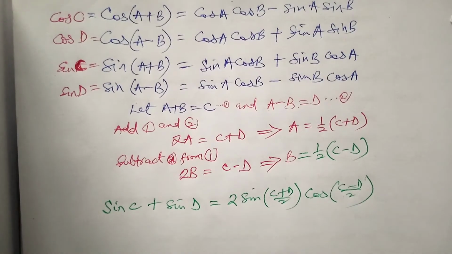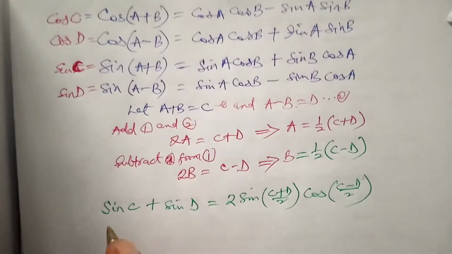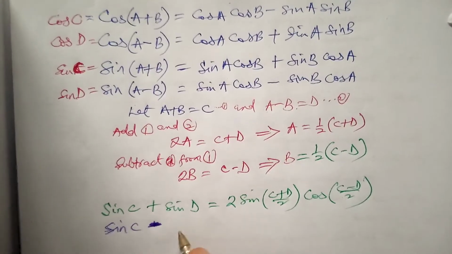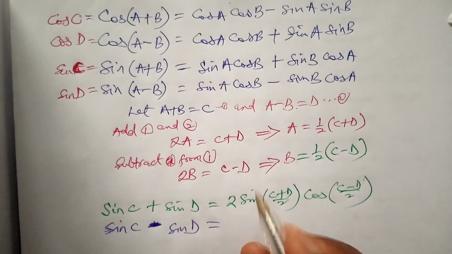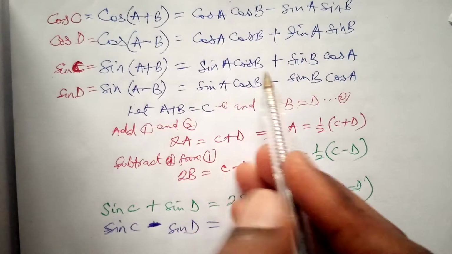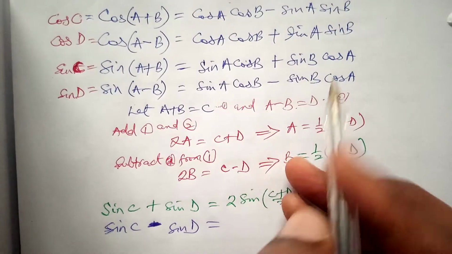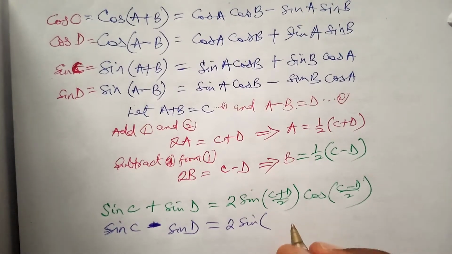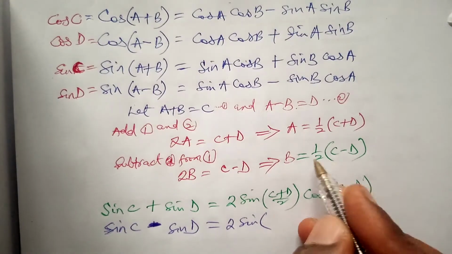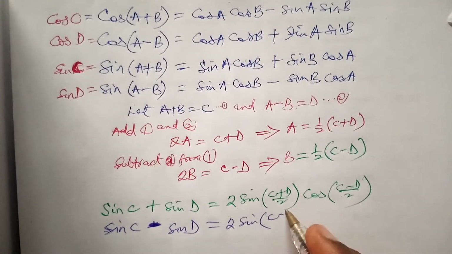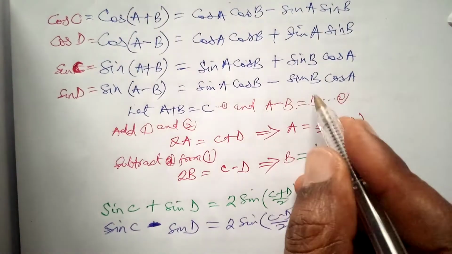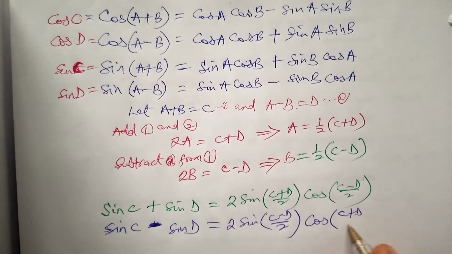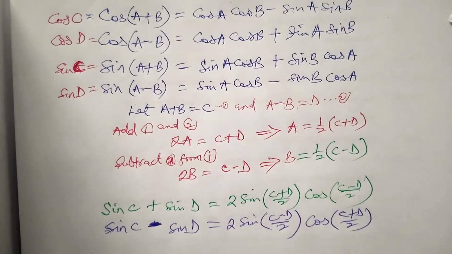Also, if we do sin C minus sin D, this and this will go. It will be this minus that, which is 2 sin B cos A. Sin B is C minus D over 2, and cos A is C plus D over 2. So that's what we will have.